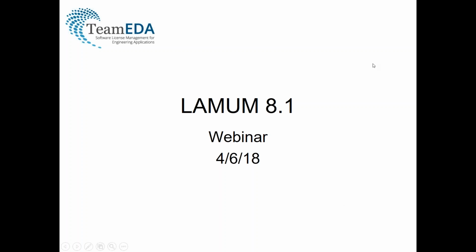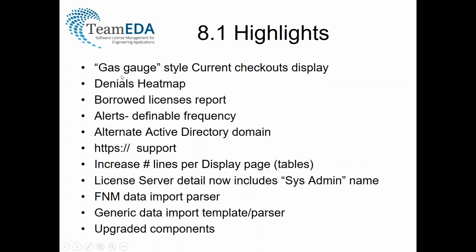So today's webinar is really focusing on 8.1 and the new functionality in that, which looks like this. I'm going to show you each of these individually. The new gas gauge style of current checkout display, denials heat map. You're familiar with the checkout heat map, but now we have a denials heat map. The ability to report on borrowed licenses. Alerts are now definable. There were some alerts that you could define frequency on, but now you can define frequency of the alert on all of them.